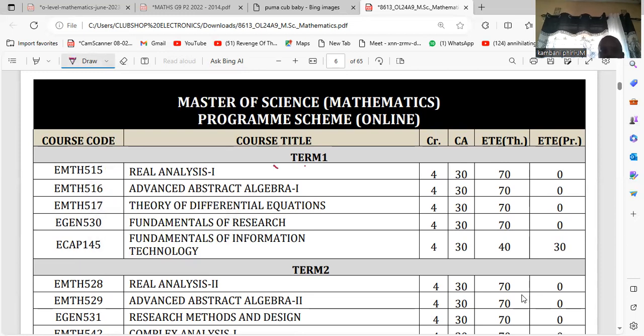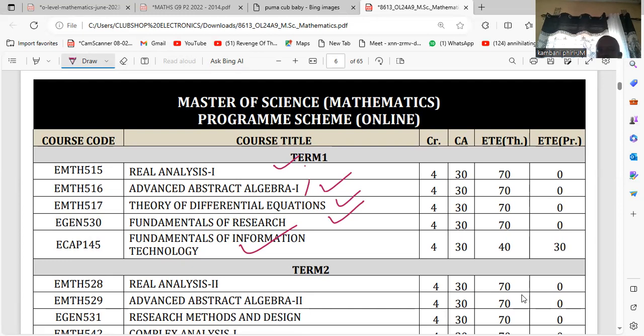So you do real analysis 1, advanced algebra 1 or modern algebra. Others may call this groups and rings, right? Then theory of differential equations, fundamentals of research, fundamentals of information technology. Okay?